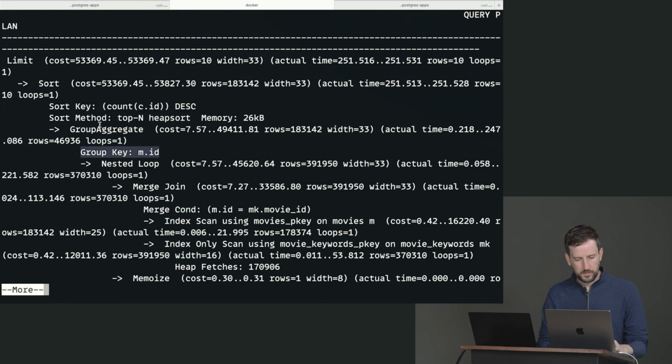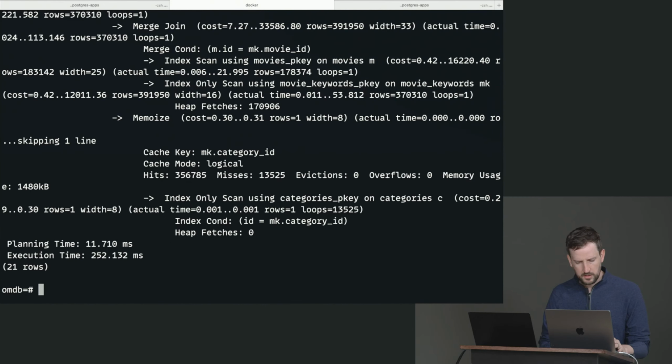Grouping, it does the grouping by m.id. Did a merge join, or did a merge condition on this. You can see here we did hit an index scan here using the movie's P key. That's cool. Index only scan, another good thing to see. Planning time, execution time, that's always something interesting to look at as well.